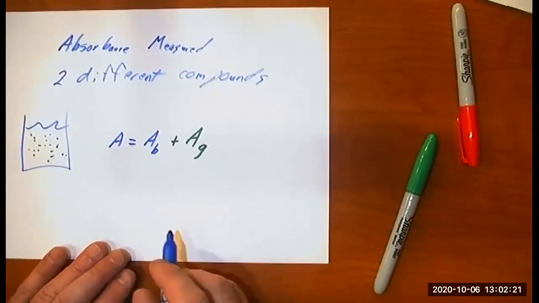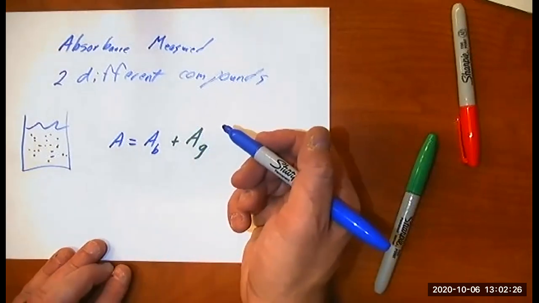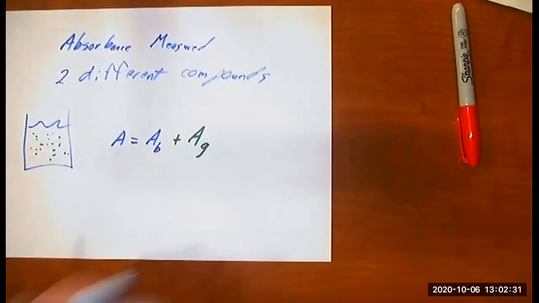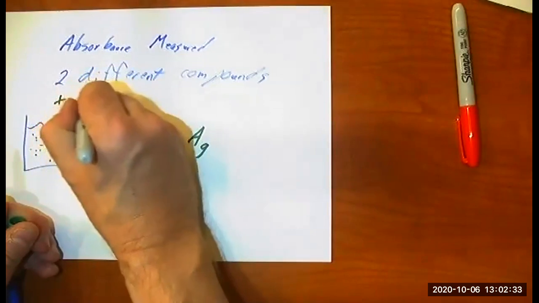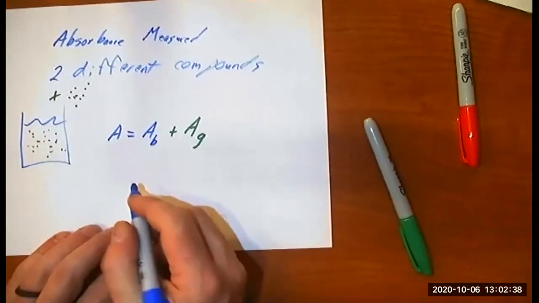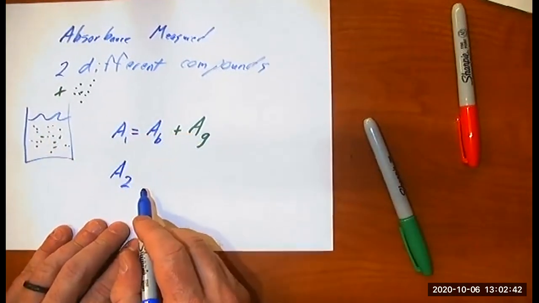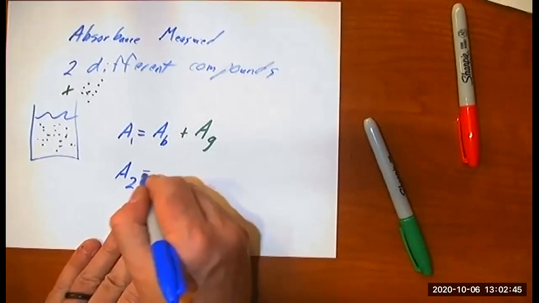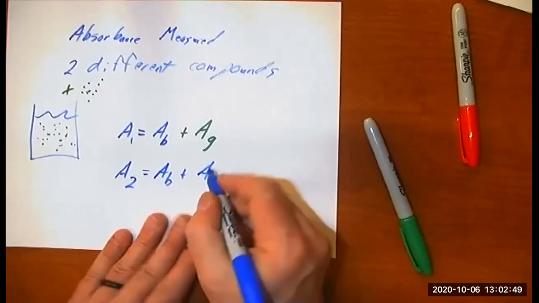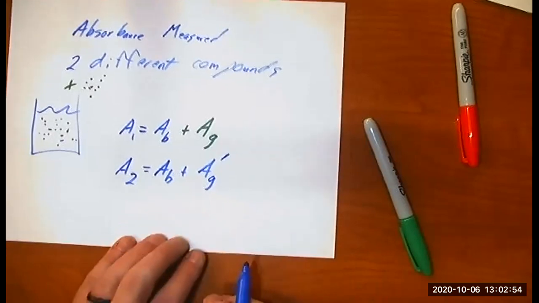But then what you do is you take one of them and you add a known amount of that one. So we are now going to add, say, more green. Add some more of that. And we now have a new absorption measurement that we made, which is still going to be AB plus AG, but this AG is a new amount, AG prime.